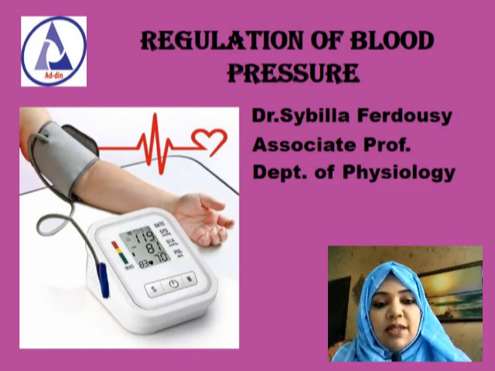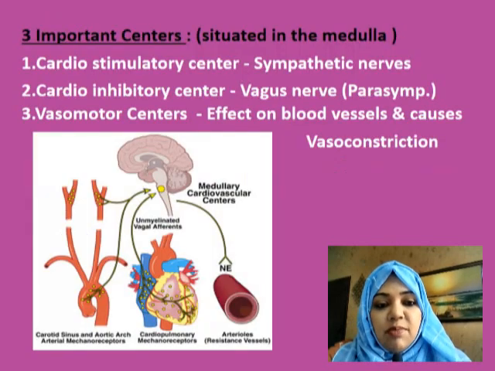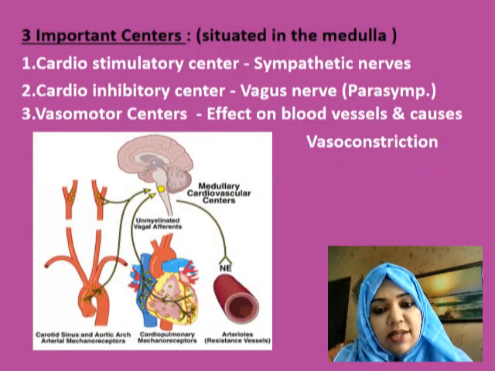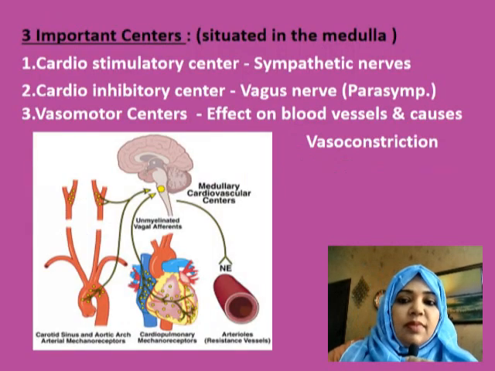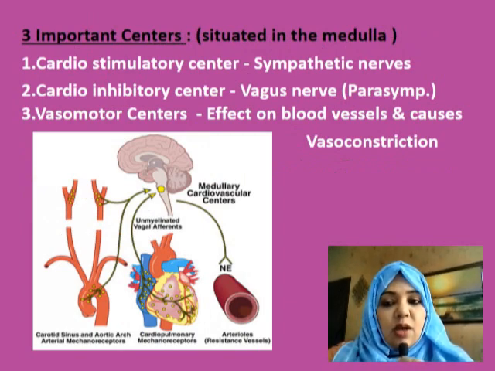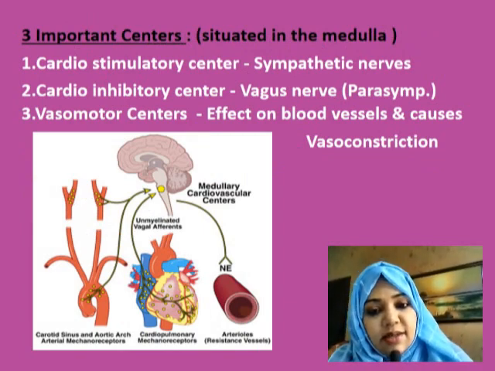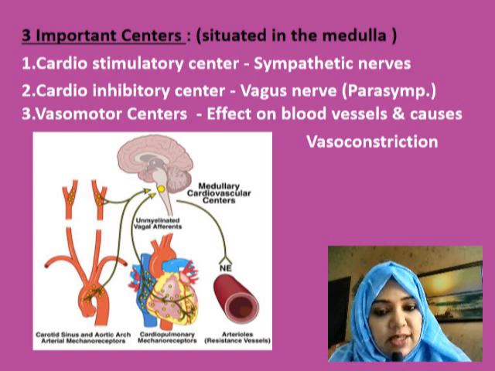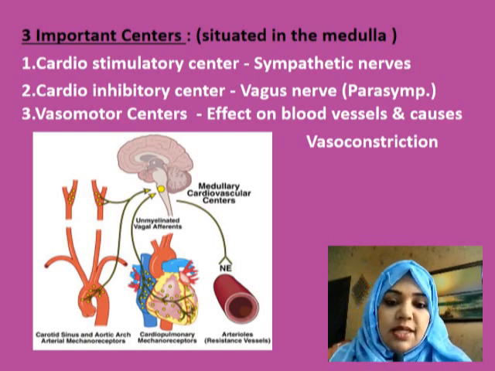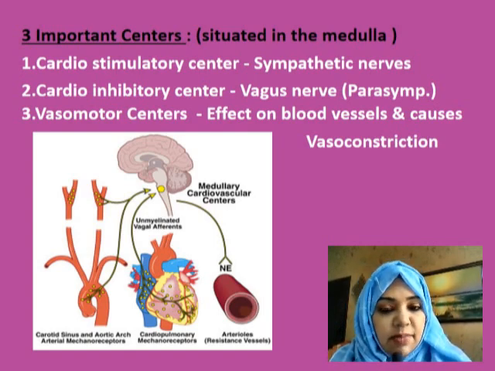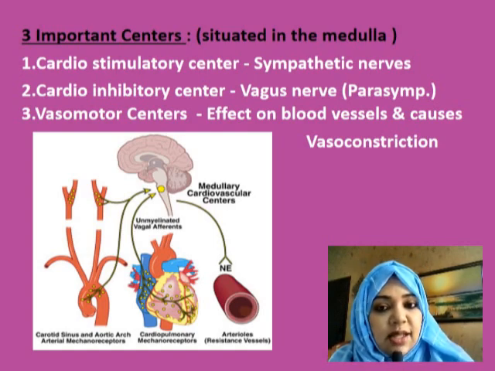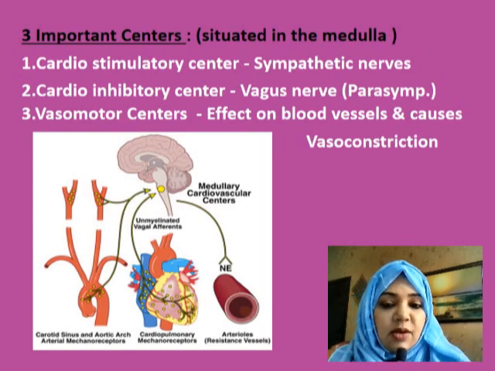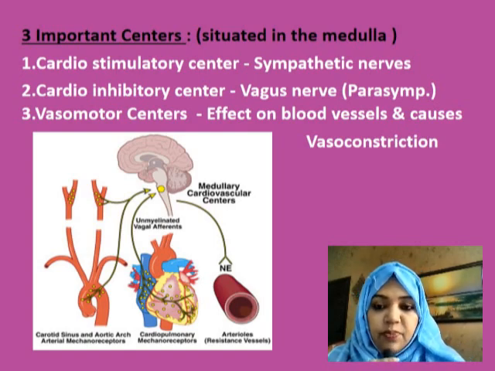So before starting, I want to talk about three important centers that are located in our medulla. These are our cardiac centers. We have a cardiostimulatory center that is connected with the sympathetic nerves, a cardioinhibitory center that is connected with the parasympathetic nerve, that means the vagus nerve, and a vasomotor center that has effect on blood vessels and causes vasoconstriction.